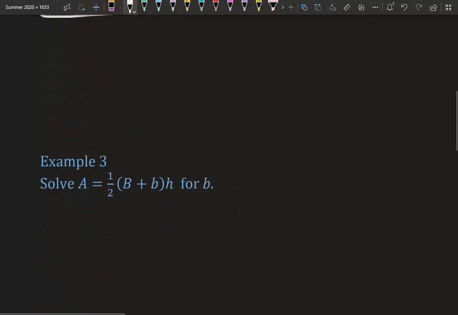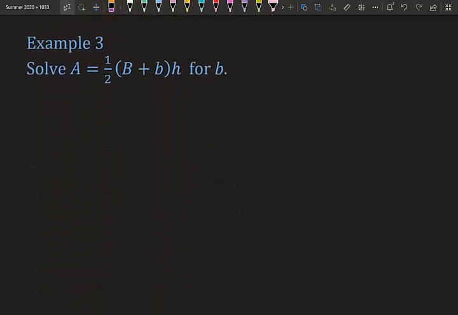All right, example 3. Example 3 we're going to do together. All right, so we're going to solve. We have A equals 1/2 times (base plus B) times height. And we're going to solve for little b. Little b, lowercase b, it's all the same thing. I like to say little b. I don't know, it's cuter to say. So we need to get little b by itself.